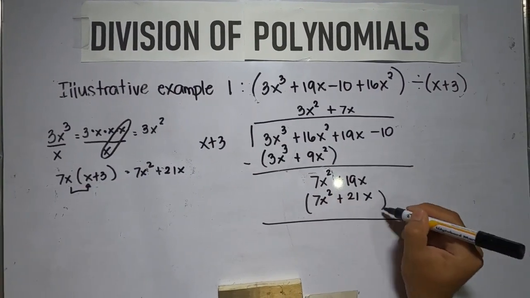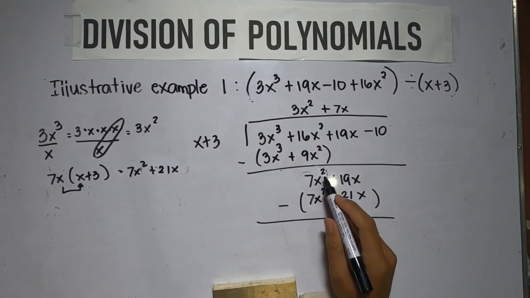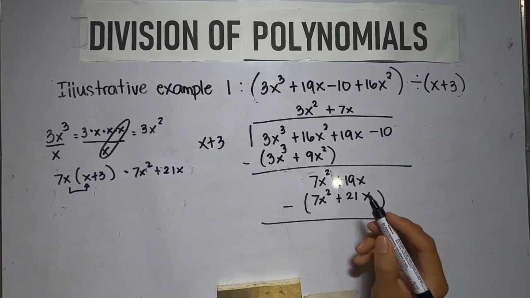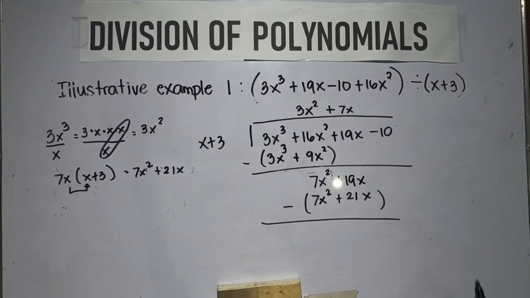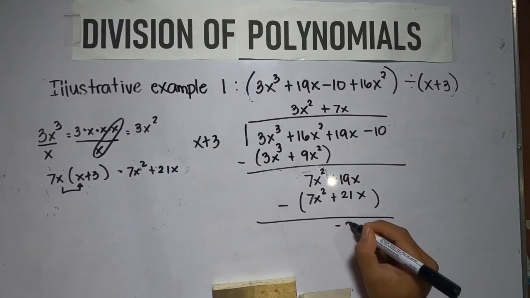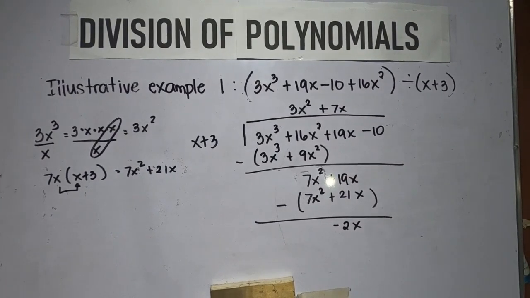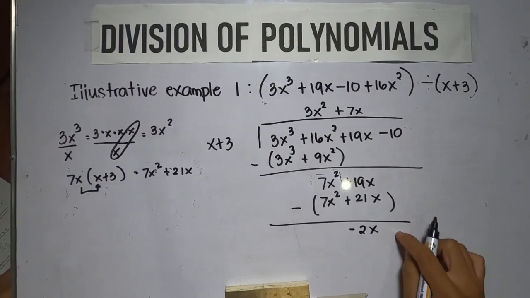Subtract. 7x squared minus 7x squared is 0. 19x minus 21x is negative 2x. Then, bring down negative 10.